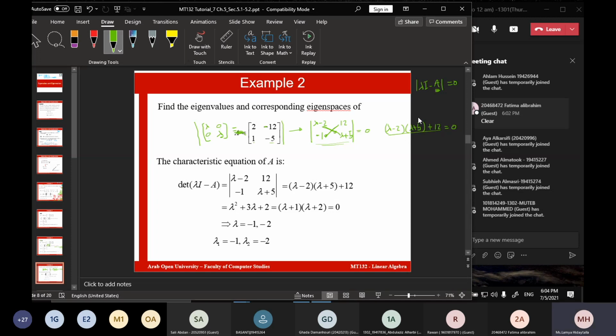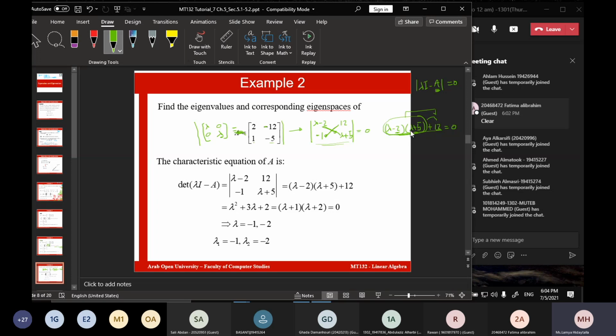We expand this part. We multiply the brackets and add 12 so that we have an equation, and then after that we solve. So this is equal to... can I say that lambda equals 2 or lambda minus 5? No. 12, what am I going to do? The only way out in this case is to expand. I multiply the brackets to get the equation. It's going to be a quadratic equation.